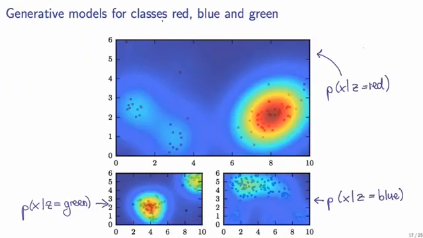If we take a look at the plots for the generative models for classes red, blue, and green for our toy example, then we can see that it is regarded much more likely that a certain point of a certain class has been generated by our model if it's surrounded by a lot of points of that class.